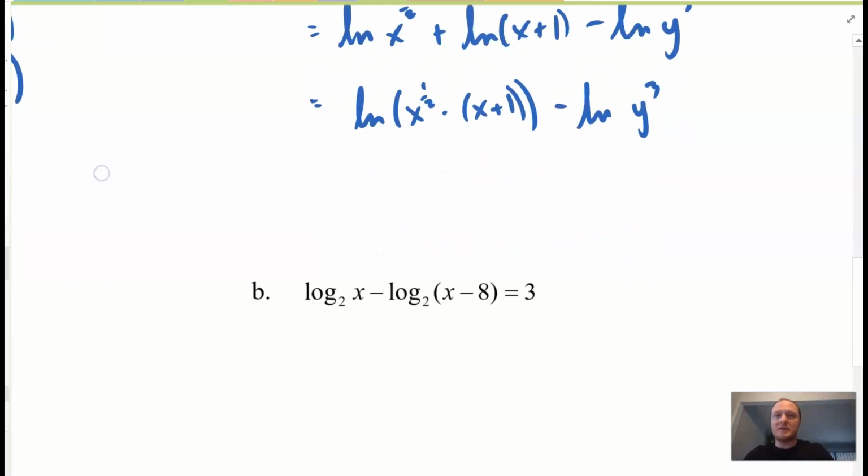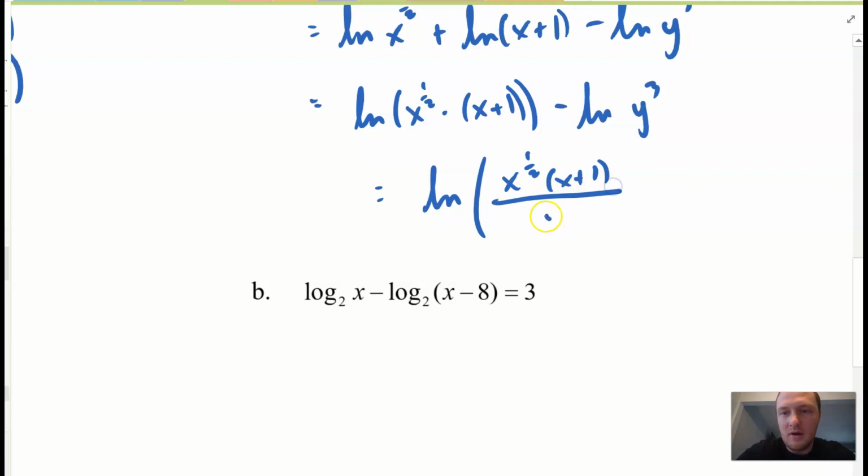All right, well, since I'm subtracting the same logarithm, I can go ahead and divide the arguments. So I have the natural log of x to the power of 1/2 times x plus 1, divided by y cubed.